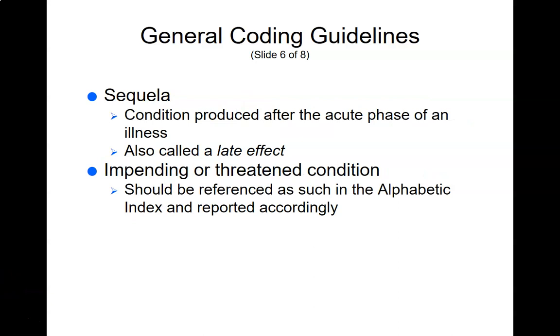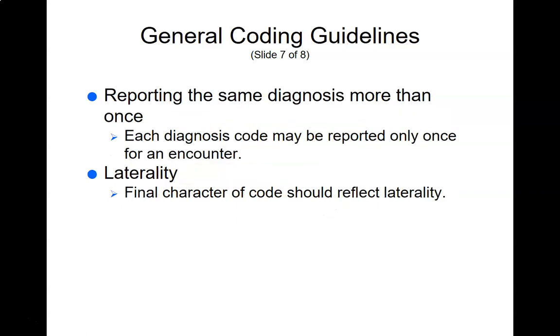There is no time limit on when a late effect code can be used. Coding of a sequela generally requires two codes. The nature of the sequela is sequenced first. The sequela code is sequenced second. If there is no subterm under impending or threatened for the condition described, report the existing underlying condition. Reporting the same diagnosis more than once: each diagnosis code may be reported only once for an encounter.